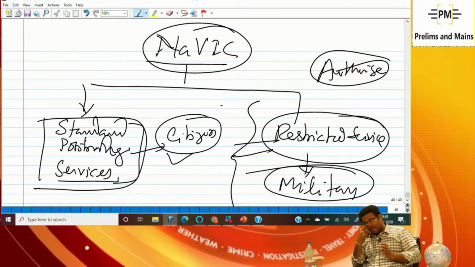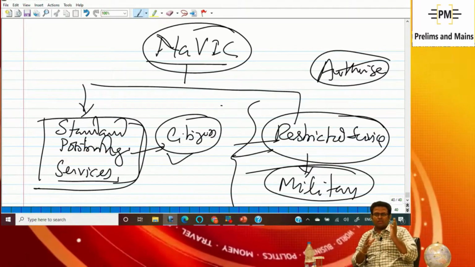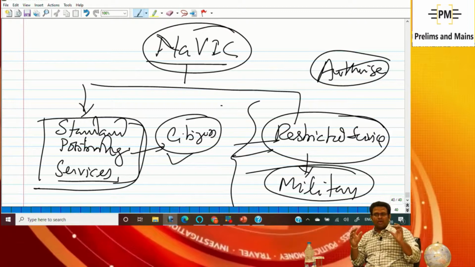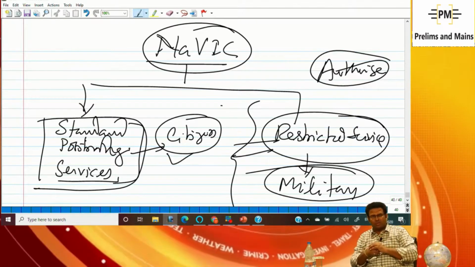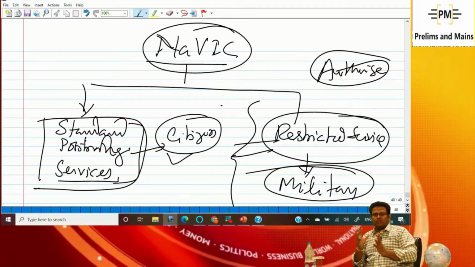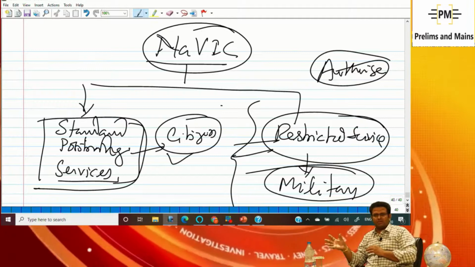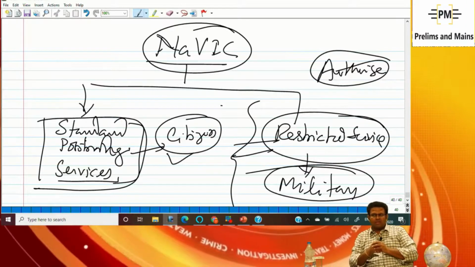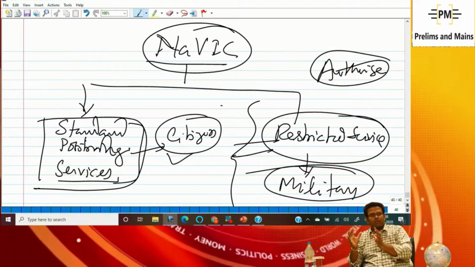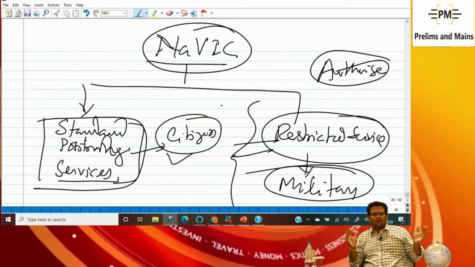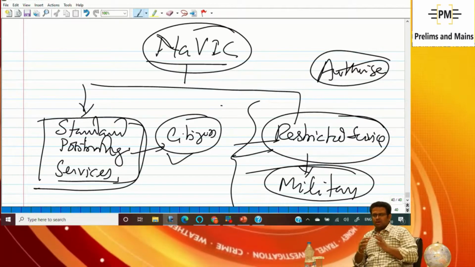Thereafter I started with the IRNSS, and IRNSS is a group of 7 satellites, that is 1A to 1I, total 9, 2 are not functioning, launched 2013 to 2018, and it is giving 2 types of services, standard positioning services and restricted services. When it comes into play, it will also give services up to 1500 kilometers from India. This is one point that we have seen.